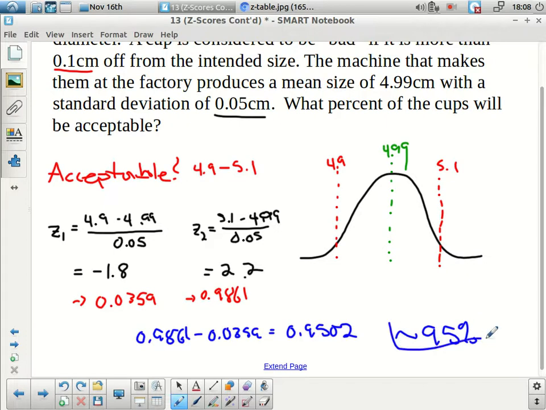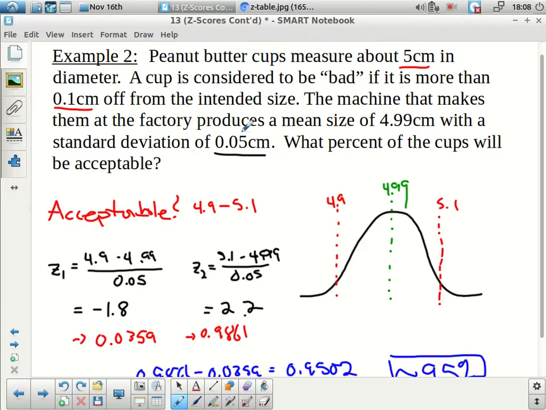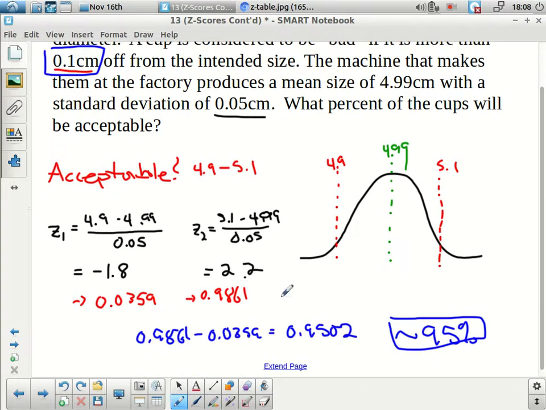Which I suppose shouldn't be too surprising here, because 0.05 is our standard deviation. The limit on this is 0.1, which is basically 2 standard deviations in both directions. So that means a little off center, but essentially it's 2 deviations, so that's 95% of the cups. Those would be acceptable, and the remaining 5%, I don't know, would be crushed up and sold to Dairy Queen or something like that.